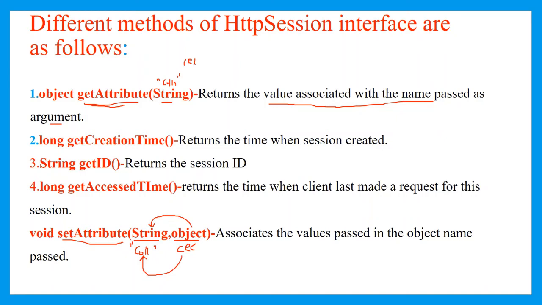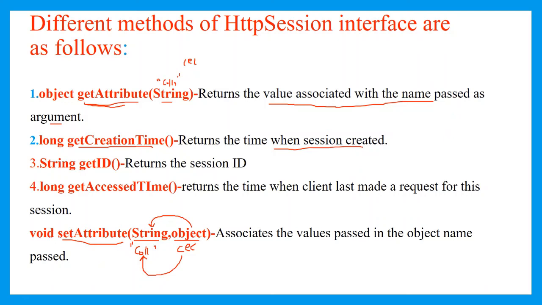The getAttribute method returns the value associated with the name passed as an argument, whereas the setAttribute method associates the value passed with the object name given as argument. Then another method is called getCreationTime. The getCreationTime method returns the time when the session was created. This method returns the date and time when the session has been created.